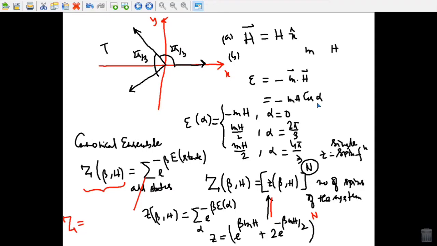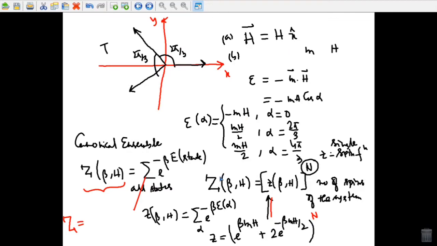Substituting the value of alpha for each of the possible states, we find E of alpha equals minus mH for alpha equals 0, mH by 2 for alpha equals 2 pi by 3, and mH by 2 for alpha equals 4 pi by 3. So this is the simple solution of problem A.